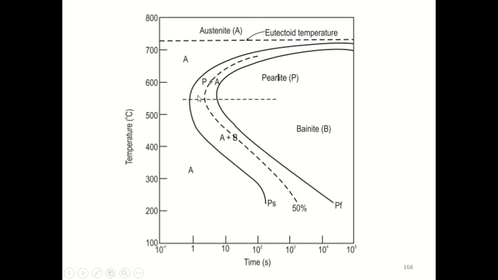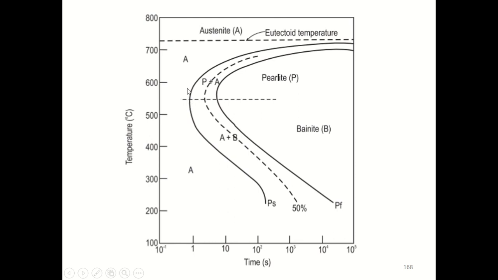So this is the nose. This is the nose of the C-shaped curve. It's generally called the nose of the C-shaped curve. So the bainite formed just below the nose of the TTT curve, I mean this.